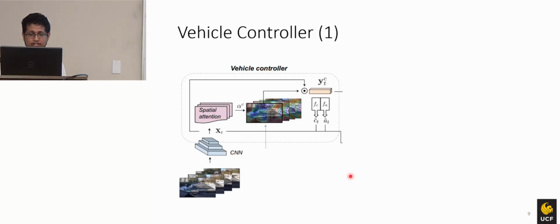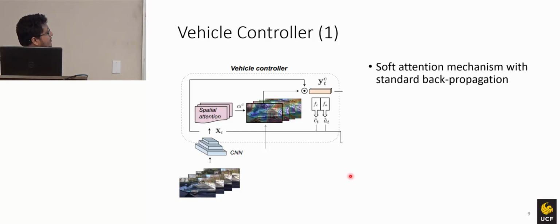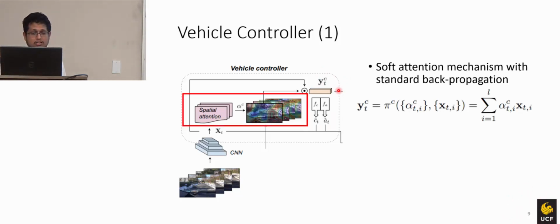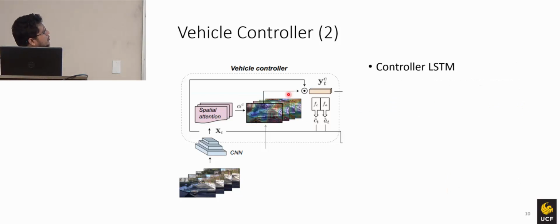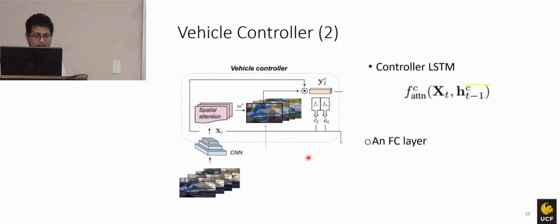The vehicle controller takes in the feature cube and uses a soft attention mechanism to generate attention maps. These attention maps are then multiplied with the region vectors that we found from XT to generate a context vector YT, which can be explained with this equation. The author explained how they got this attention map: the controller LSTM uses the internal hidden state of the previous LSTM and combines it with the current feature cube and gets the alphas.